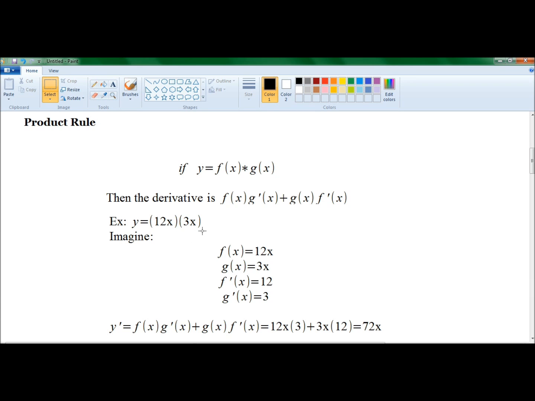and g of x in this case is 3x. We know that f prime of x is just the derivative of 12x, which is 12, and the derivative of 3x is just 3. So using this equation, we find that it's 12x times 3 plus 3x times 12, which is 72x.